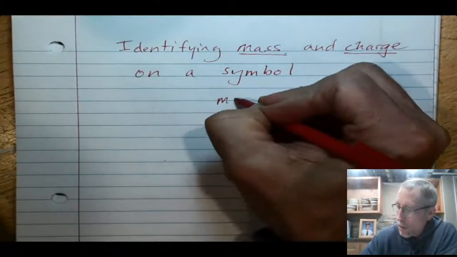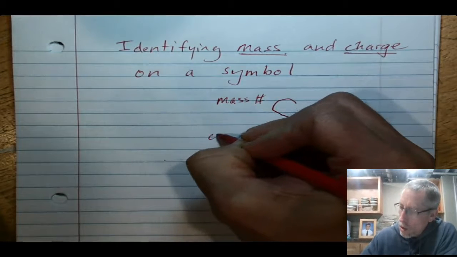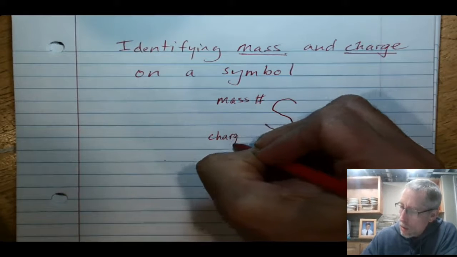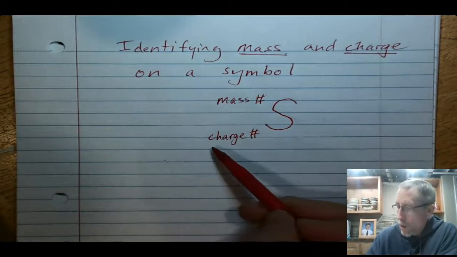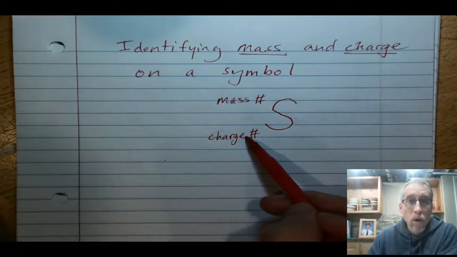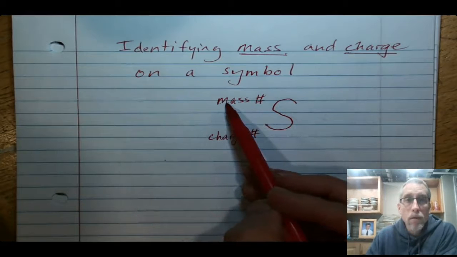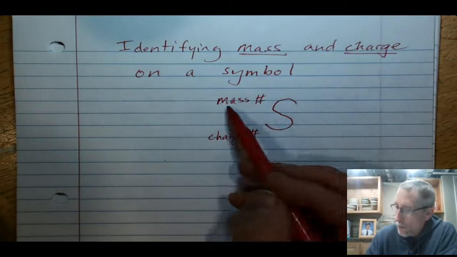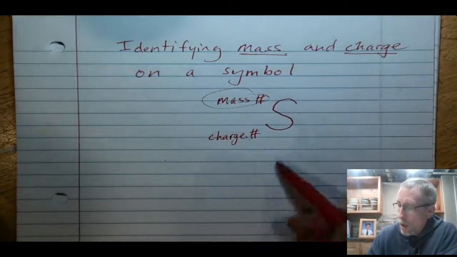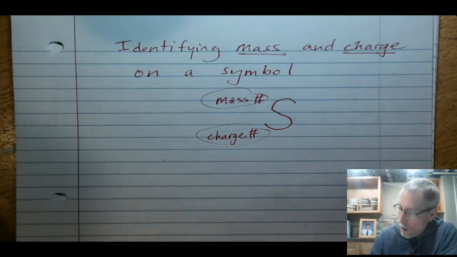And then the mass number goes in the upper left, and the charge number goes on the lower left. Okay, so this might be the charge inside a nucleus. That would be like the atomic number if this were an element. The mass number would be the protons and neutrons that make up that particular nucleus. So look in the upper left for mass, lower left for charge.